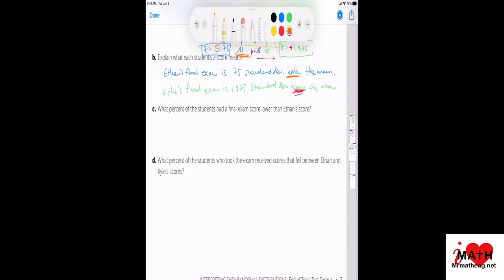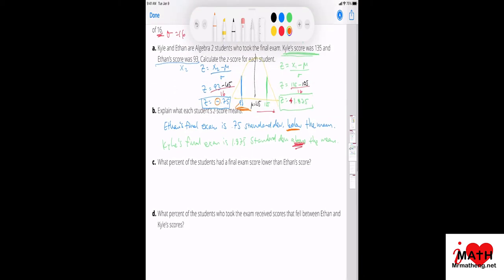Okay, question letter C, 4C. What percent of students had a final exam score lower than Ethan's? So Ethan was the blue one. I'm just going to draw another quick one. And Ethan's was in blue, so we want to know who's lower, or to the left of him. Basically, I just need to calculate from the z-score to a percent. So picture, then formula. Here we're going from a z-score to a percent, which you can use your table or the calculator, which I'll show you both. And then you're solving for x or whatever you're trying to solve for. Okay, so I already know it's negative 0.75.